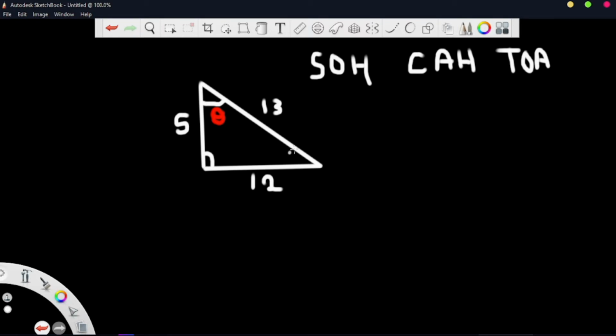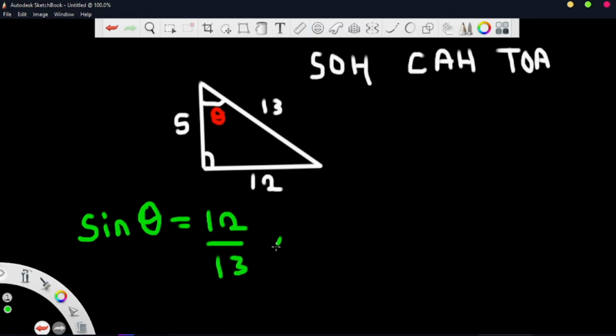Let's say we have been given this triangle, and they want us to find the sine of theta. Theta basically represents the unknown angle. I'm going to first start with my sine. The sine of theta is equal to opposite over hypotenuse. Opposite to theta is 12. And my hypotenuse is the longest side of my triangle, which is 13. So then this is my sine.